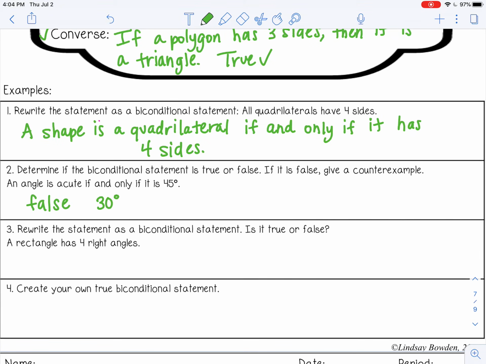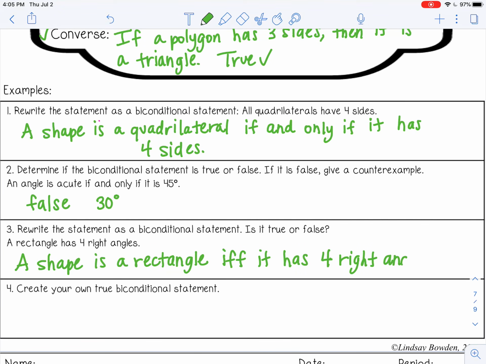Number 3, rewrite the statement as a biconditional statement. Is it true or false? Pause the video and answer that now. All right, so you could have written, a shape is a rectangle, and I'm going to use the abbreviation here, if and only if it has 4 right angles. And that is true.